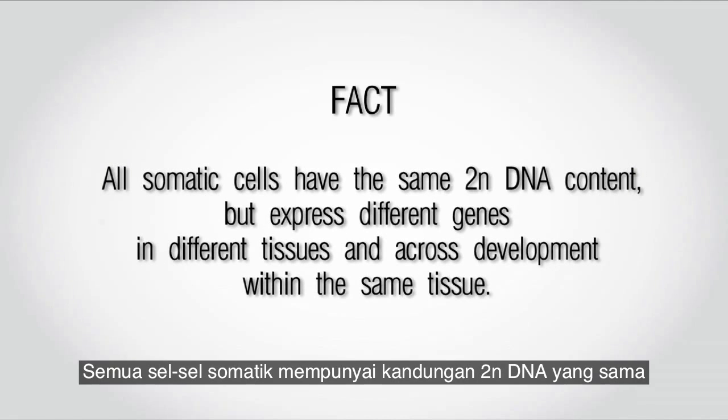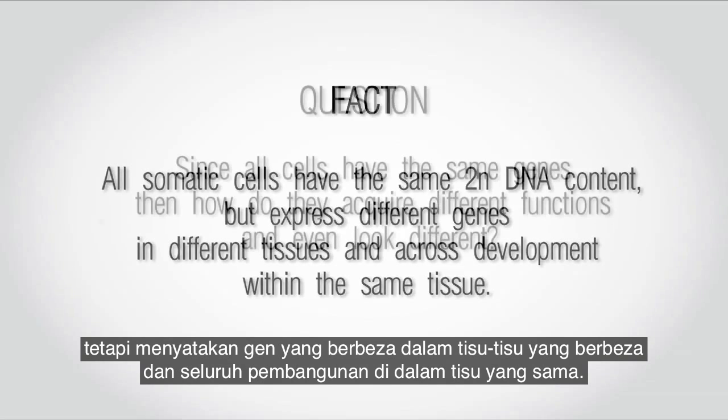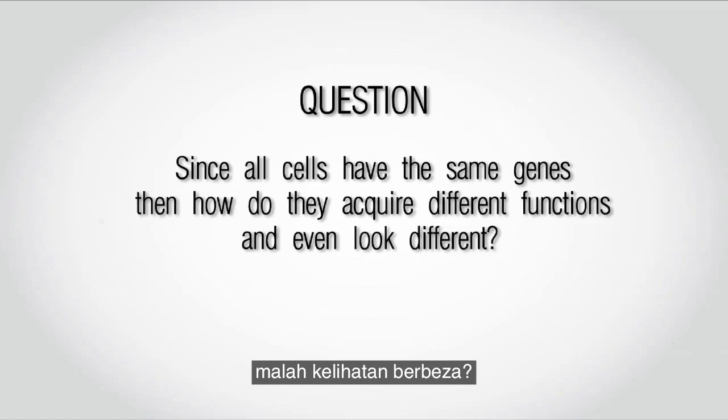All somatic cells have the same 2N DNA content, but express different genes in different tissues and across development within the same tissue. Since all cells have the same genes, then how do they acquire different functions and even look different?